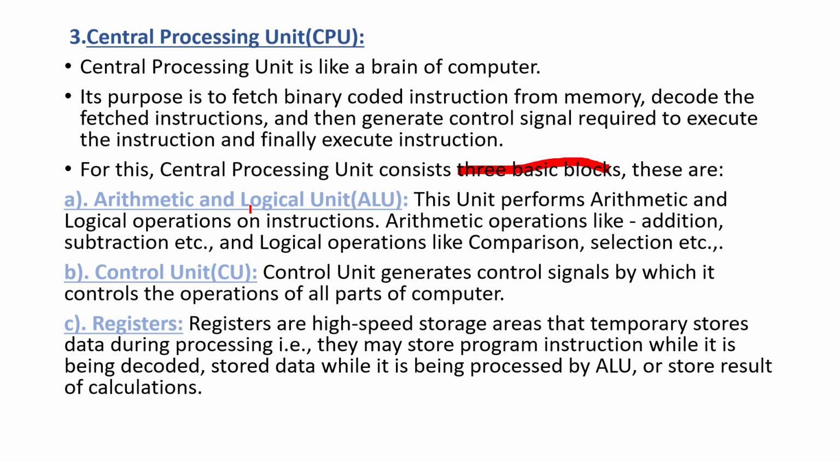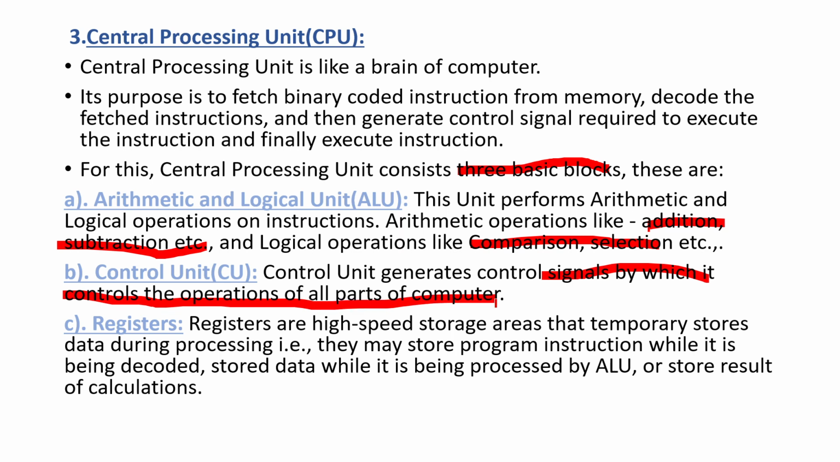So the unit which performs the mathematical work and also the comparison and the selection work is known as arithmetic and logic unit, that is ALU. Now control unit. Control unit controls the signals by which it controls the operation of all the parts of the computer. So whatever parts of the computer are there, they are controlled by the CU, control unit.